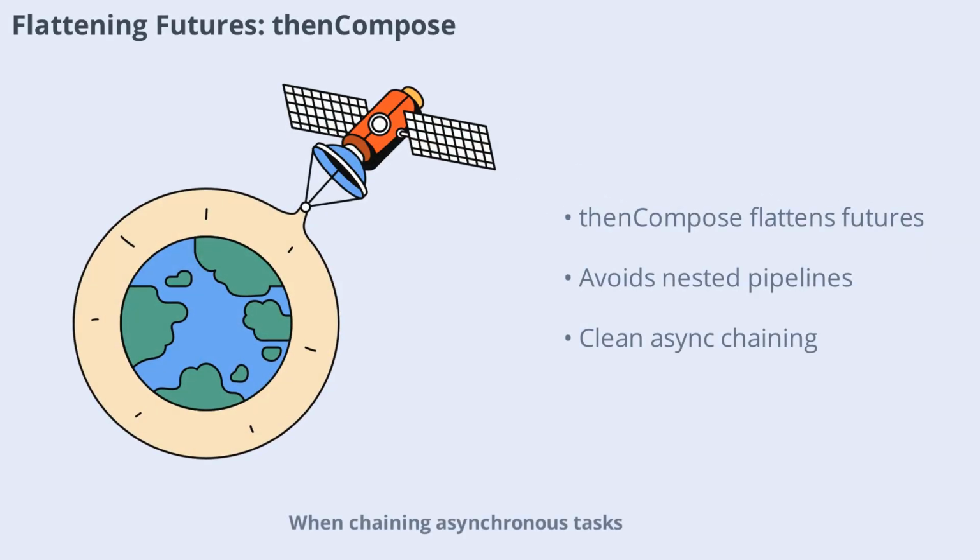When chaining asynchronous tasks, you might end up with nested CompletableFutures. The thenCompose method helps you flatten these into a single pipeline. It's similar to flatMap in functional programming. Use thenCompose when your transformation itself returns a CompletableFuture. This keeps your code clean and avoids unnecessary nesting, making it easier to manage complex asynchronous flows.